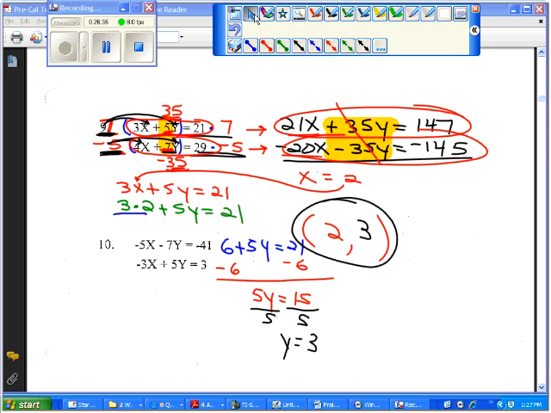If we were to graph those 2 equations, that would be the point of intersection. If we plugged it back into x and y, it would make the top 21 and the bottom 29. Okay. Any questions on solving by the linear combination or the elimination method? We eliminated the y's, solved for the x's, plugged back in. Okay? Everybody good there?